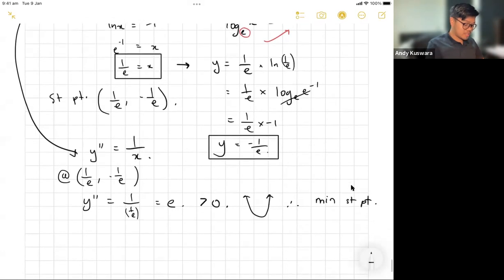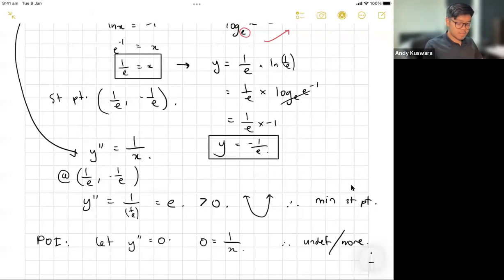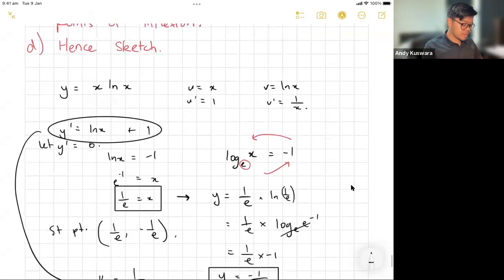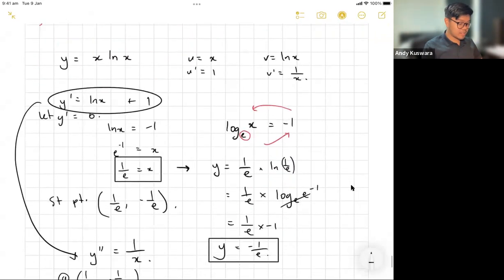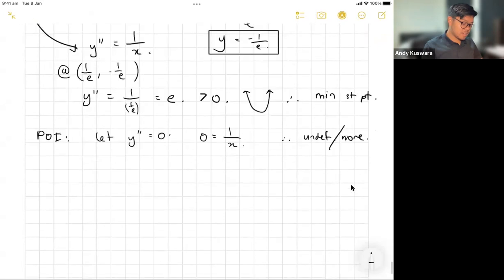Are there any points of inflection? Let y double dash equal 0, so 0 equals 1 on x. There's no point of inflection here, because I can't multiply x over, it'll disappear, and I can't take the reciprocal because I can't have anything over 0. So it's undefined, none. Now we've found the stationary point, determined its nature, and there's no point of inflection, so let's sketch it.